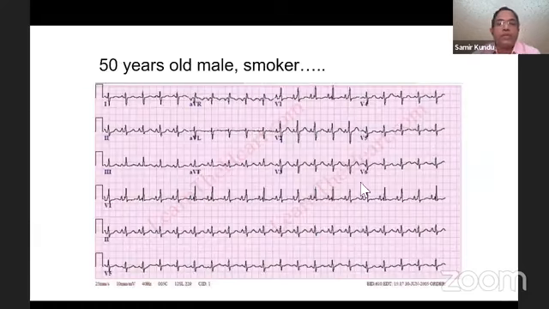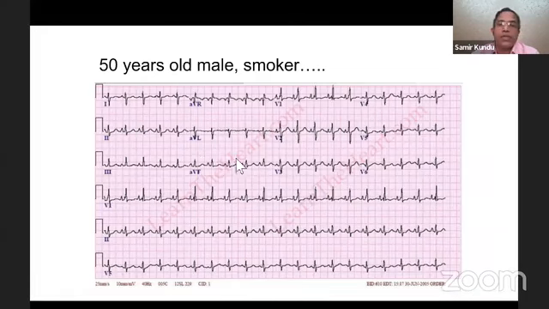This is a 50 year old male smoker. The ECG shows tall peaked P waves in leads 2, 3, and aVF, and also V1. There is also a tall R wave in V1 and right axis deviation. These are the typical features of right atrial enlargement.